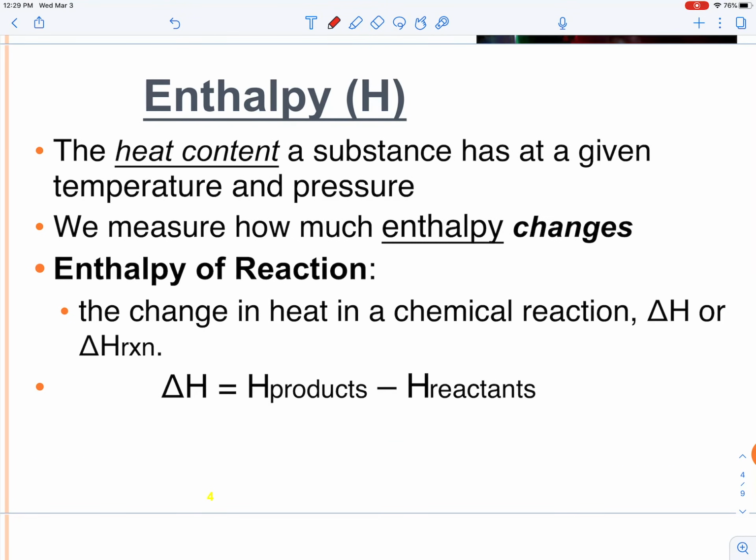All right, enthalpy is the heat content of a substance. So we can measure how enthalpy, or the heat of a reaction, changes. Okay, so that's delta H, which is going to be the heat of our reaction, and that's the heat of our products minus the heat of our reactants. We'll get back to this word enthalpy next week, but all you really need to know is enthalpy basically means heat. Right, that's energy.